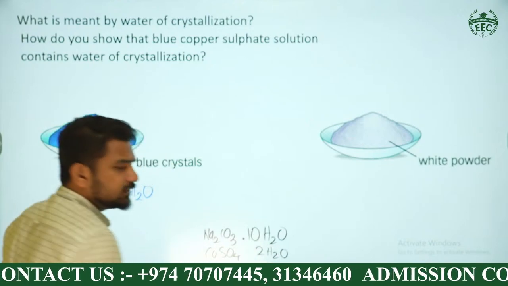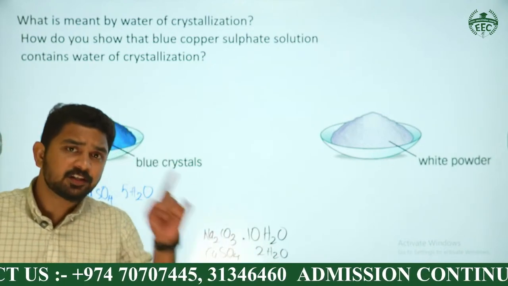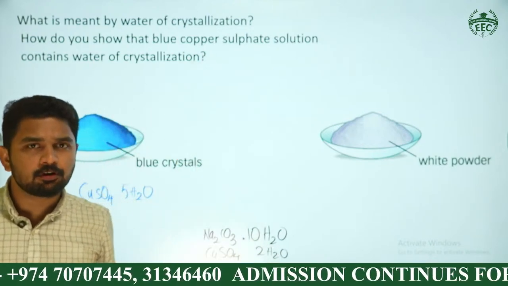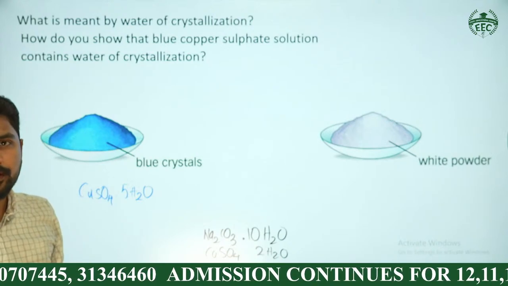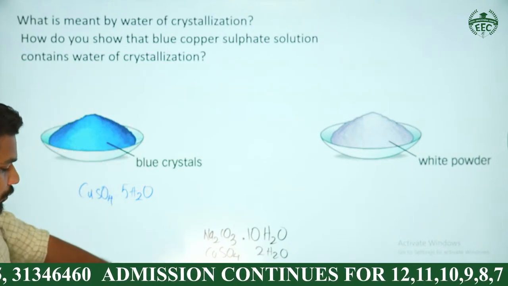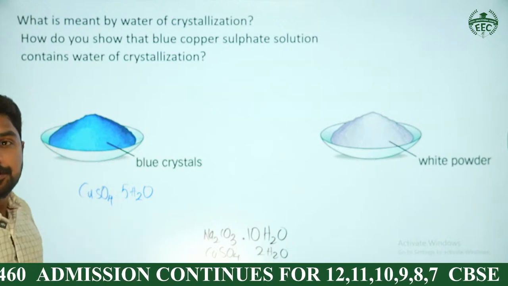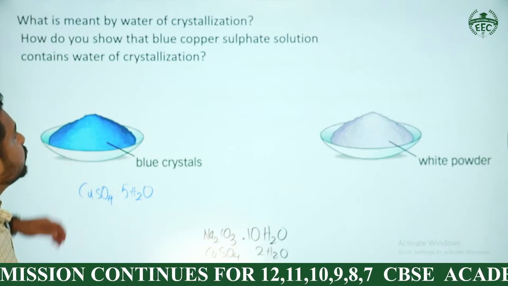CaSO4.2H2O, which is indicating gypsum. If it is half H2O, it will be plaster of Paris. You know that, plaster of Paris. Okay, so what is the question? We can move on to the question because we have to finish it.